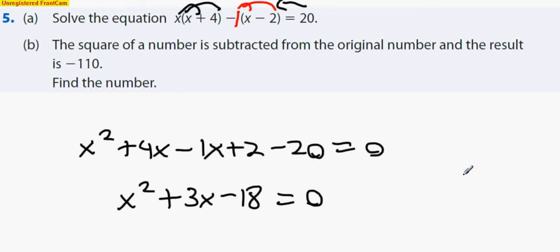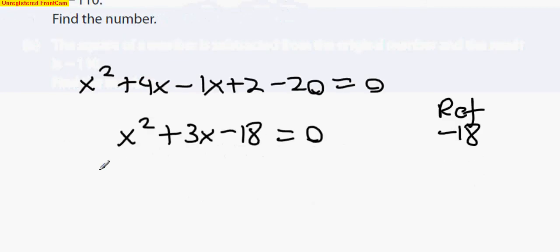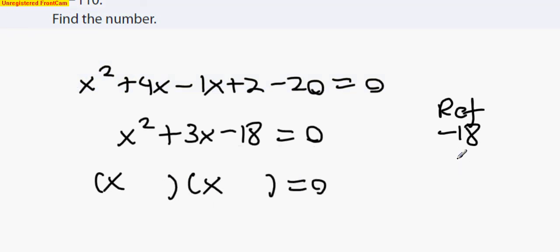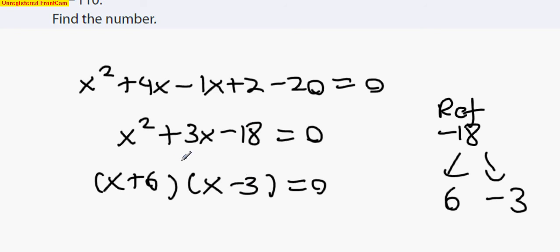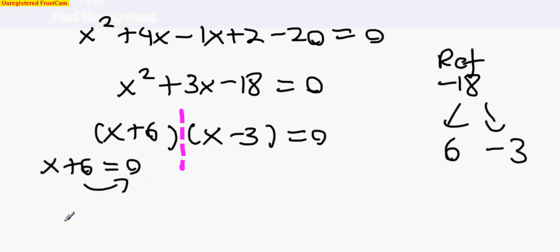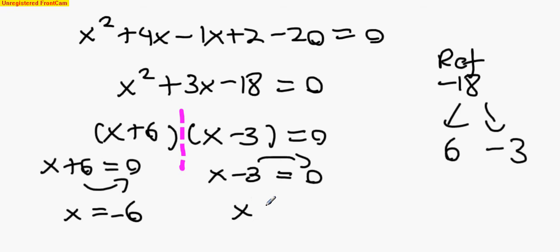The reference number for this one is minus 18. So it's going to break up into x followed by another x and break up minus 18 into 6 and minus 3. So we're going to get x plus 6, x minus 3 equals 0. Going to split this in half. And what we should get is x plus 6 equals 0. Bring over the 6. X equals minus 6. The next one we're going to get is x minus 3 equals 0. Bring over the 3. X equals 3. Okay.